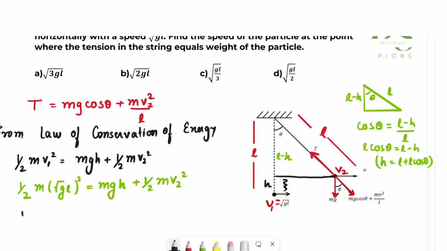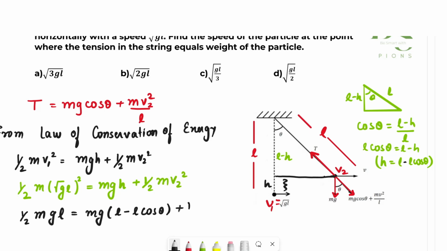Let's see what form our equation takes. So half m root gL, let's remove the square, so it will be gL equals mg times h. Sorry, h is L plus L cos theta. Oh, I have made a small mistake. It's h equals L minus, okay, it's minus, because I have to take it on the other side. L minus L cos theta.